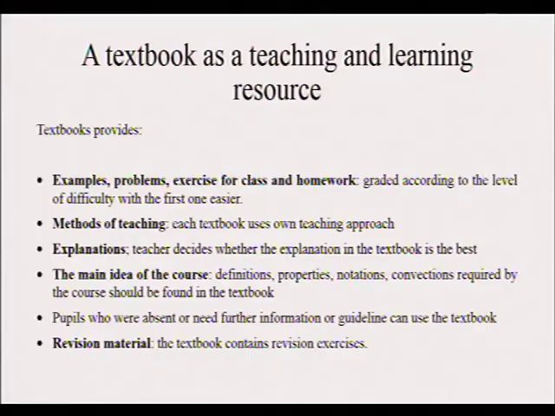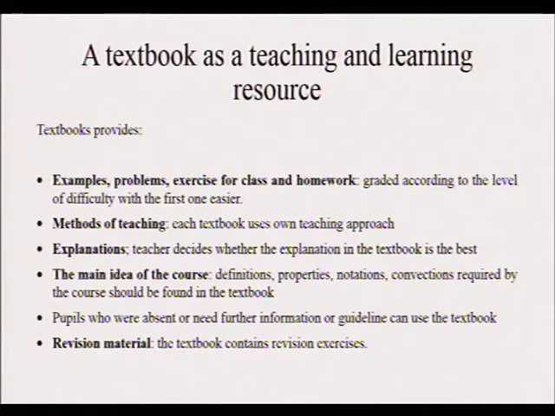A textbook is a teaching and learning resource. Most of our learners are having textbooks. It might not be one-on-one, but a textbook is a very powerful teaching and learning resource. It provides examples, problems, exercises for the class, and homework, and they are graded even according to the level of difficulty, with the first one easier.